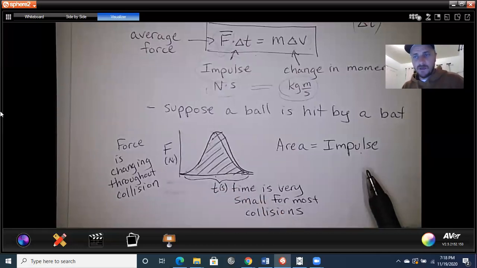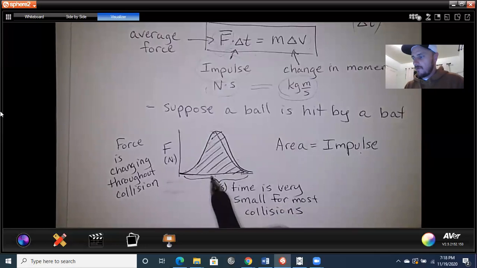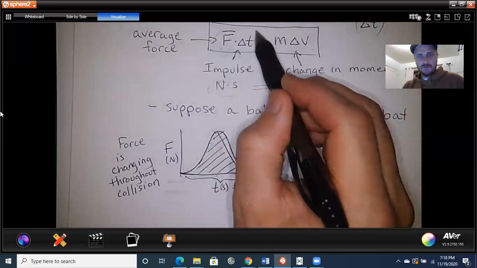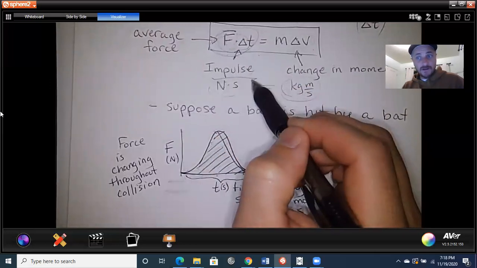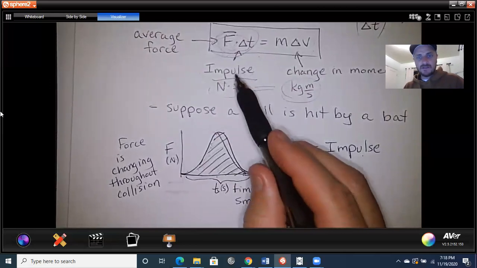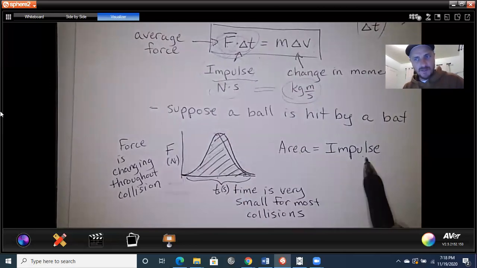Isn't that what an area is, right? And what are we multiplying here? Time and force. When you multiply those two, what do we call that? Impulse. So shouldn't it make sense that the area, which is a multiplication of force and time on this graph, is the impulse? I hope that made sense to you.